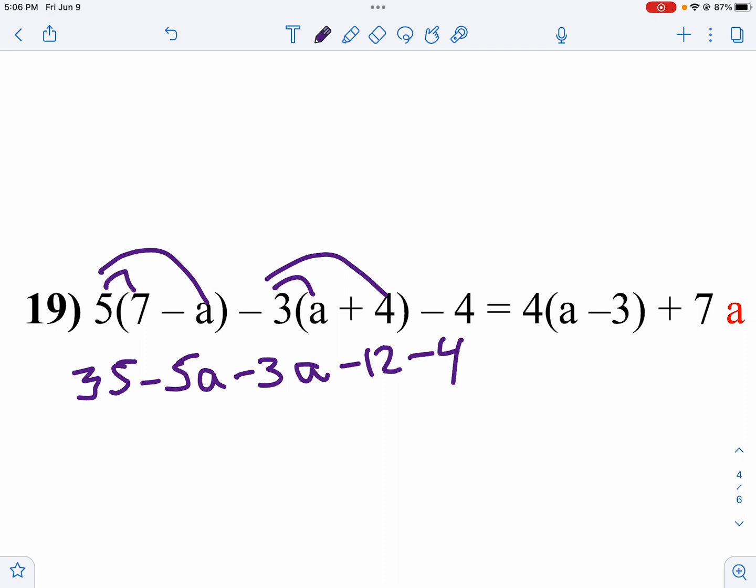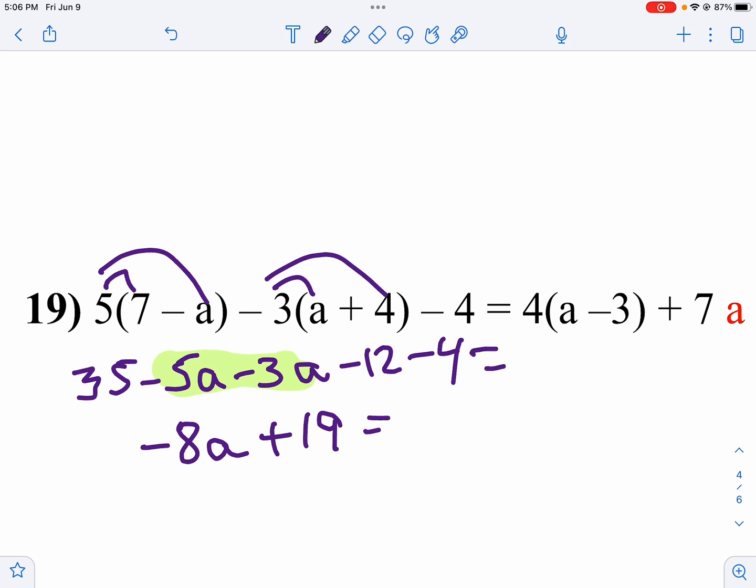That's just that side. Now we can combine our like terms, because notice I can combine negative 5a minus 3a. I get negative 8a. And then we're going to take 35 minus 12. That will be 23. 23 minus 4 is 19. So I'll say plus 19. And I'm going to do a quick check with my calculator to make sure I didn't make a dumb error, because I chunked a lot of that at once, and that's correct.